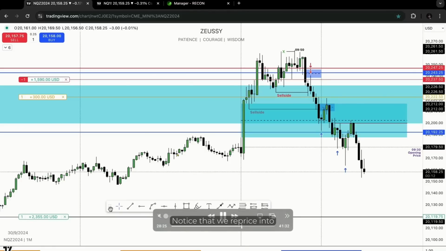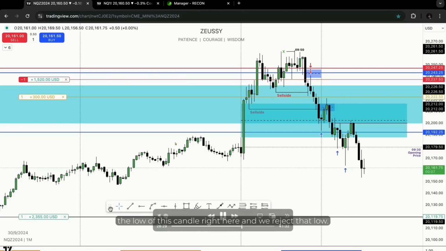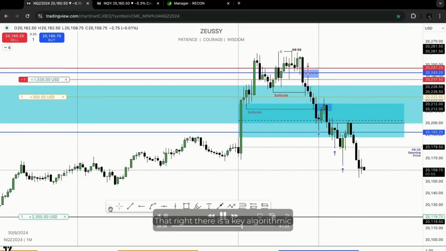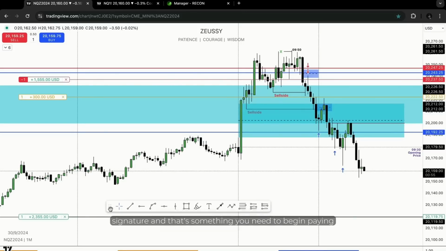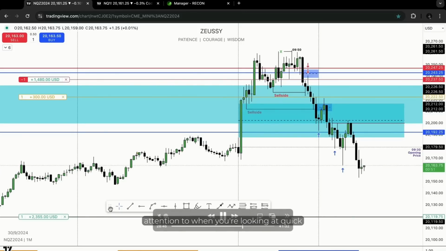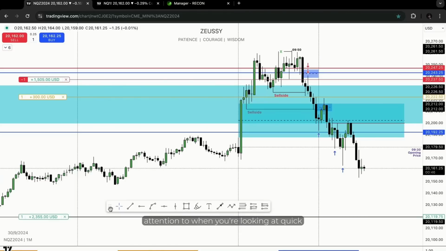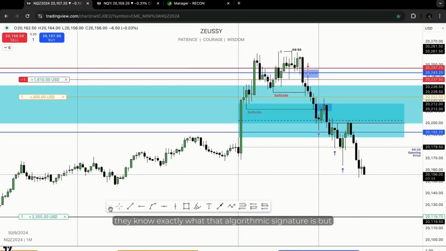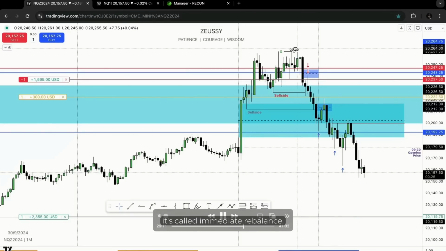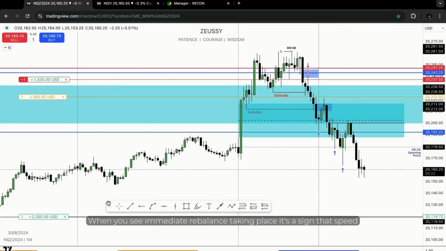Notice that we reprice into the low of this candle right here, and we reject that low. That right there is a key algorithmic signature, and that's something you need to begin paying attention to when you're looking at quick, fast-paced markets. My mentorship students are smiling right now because they know exactly what that algorithmic signature is. It's called immediate rebounds. When you see immediate rebounds taking place, it's a sign that speed and velocity is on the way.